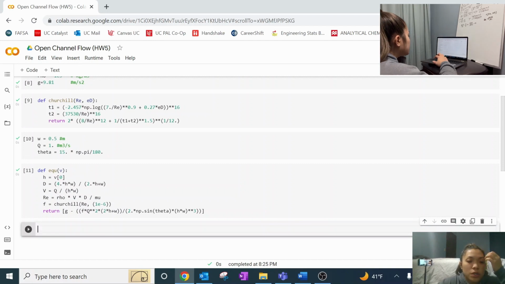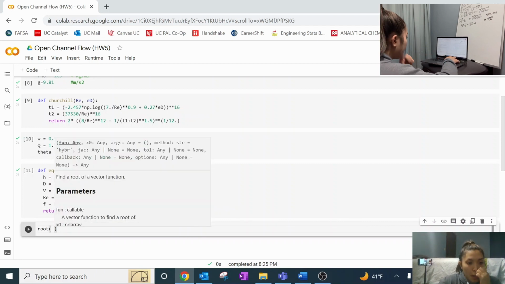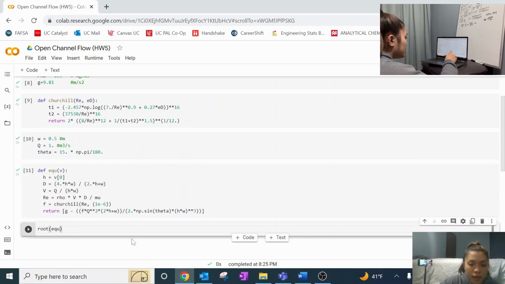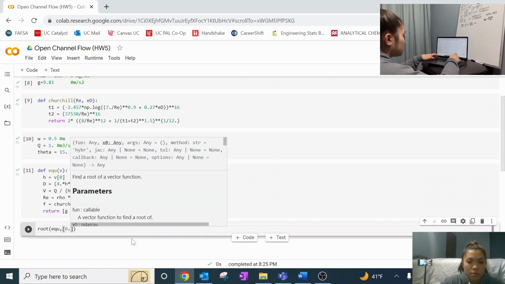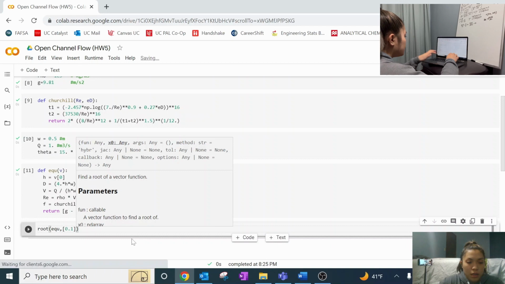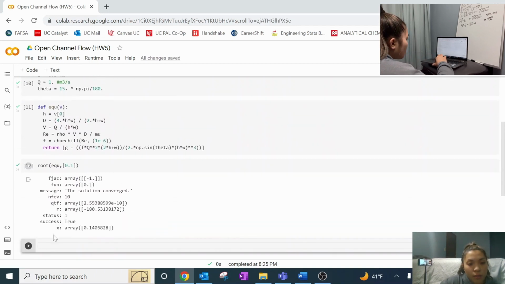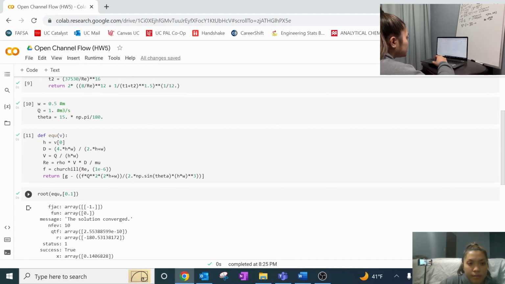So now what we can do is call root, and it will be the equation, so that's what we have defined here. And then an initial guess, so we'll do 0.1. If we shift enter, here we have the height is 0.14. And so that's the code.